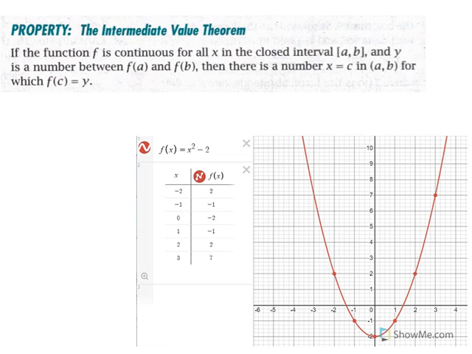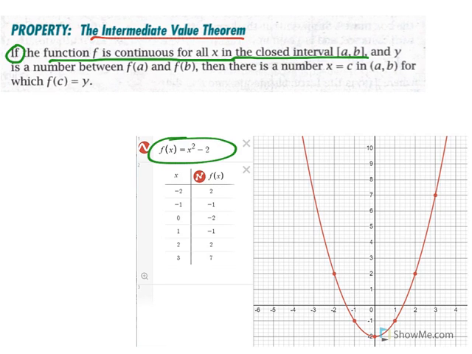So let's take a look at an example here. Again, here we have the intermediate value theorem. The hypotheses are you have a function f that is continuous for all x in the closed interval from a to b. So in our example, our function is f of x is equal to x squared minus 2. This is a polynomial function. You can see the graph is a parabola, and in fact, this polynomial function is continuous for all real numbers. So it is continuous on the entire real line.